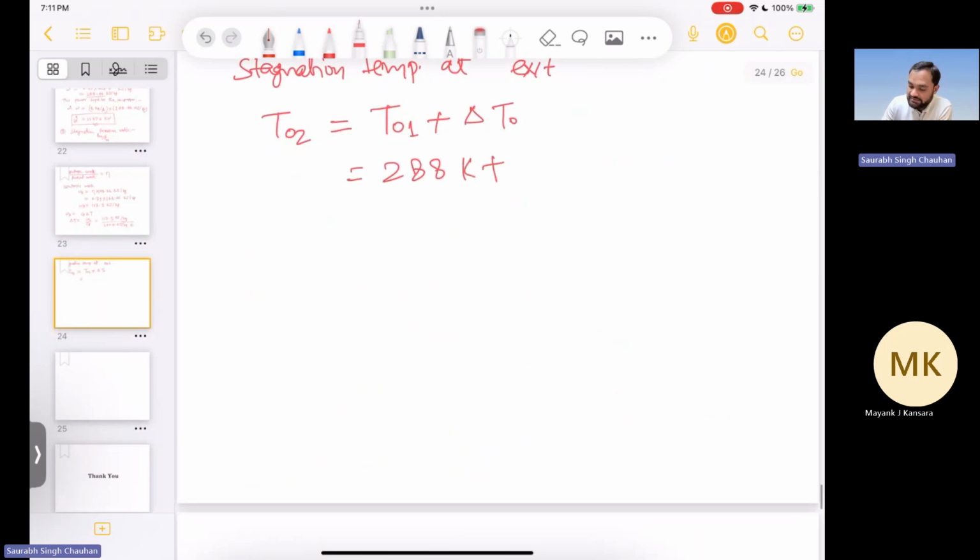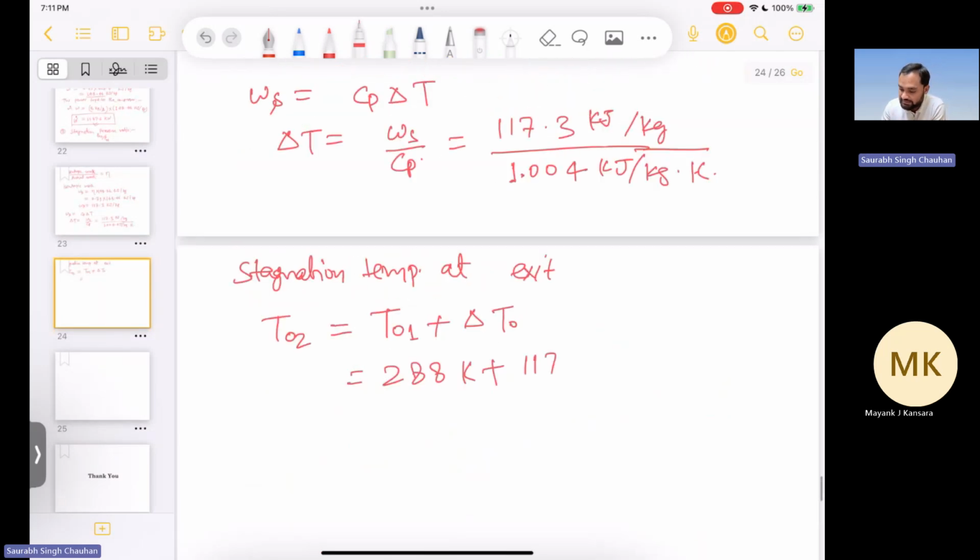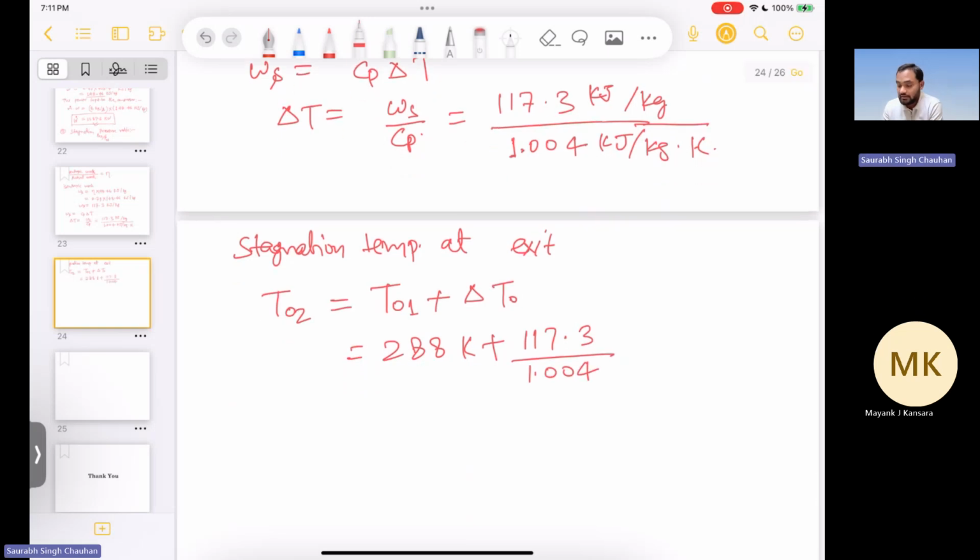288 Kelvin plus this temperature rise, 117.3 kilojoule per kg divided by 0.014 kilojoule per kg Kelvin. Okay. So this T02 will come out to be 404. I'm writing the direct values. Please check the calculations.